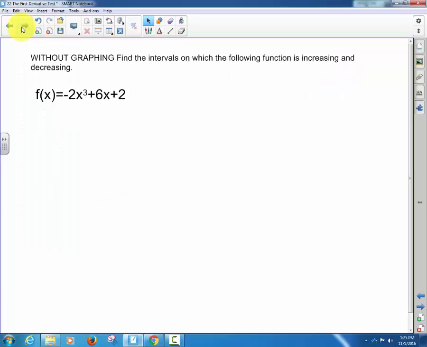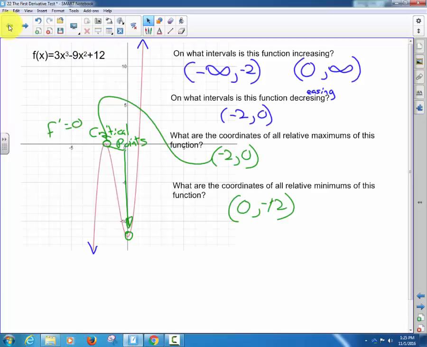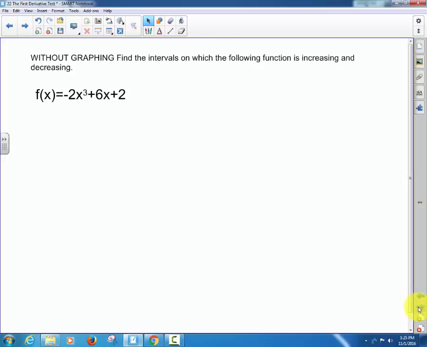What if we don't have a picture? How are we going to find those things? You might find the critical points. Yeah, it makes sense that we need to find the critical points, doesn't it? Because we found that at these two places, at the critical points, things changed. So we're going to be going back and forth between these two. So let's start off by finding our critical points.